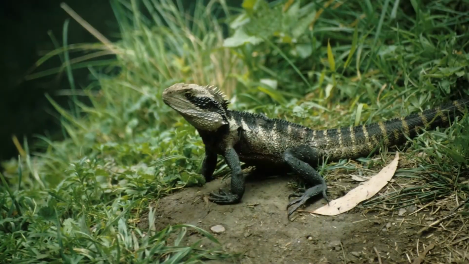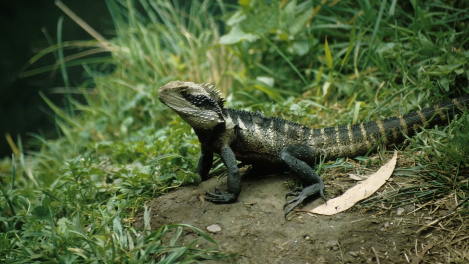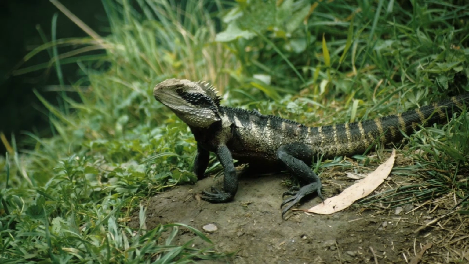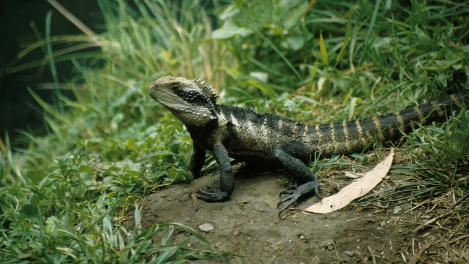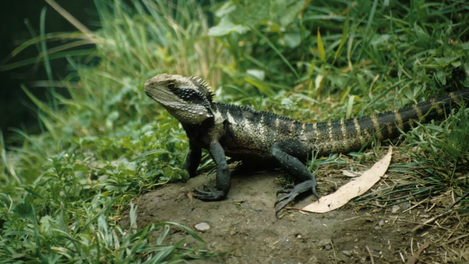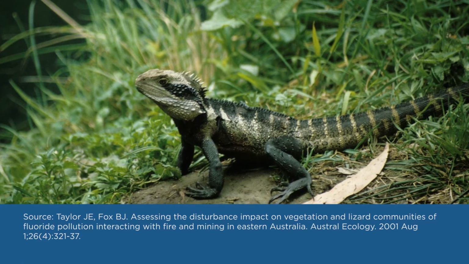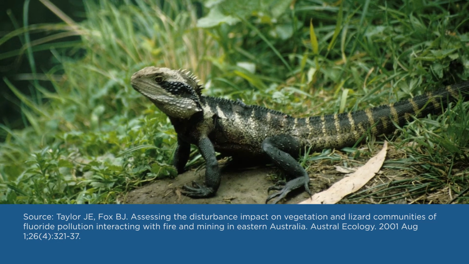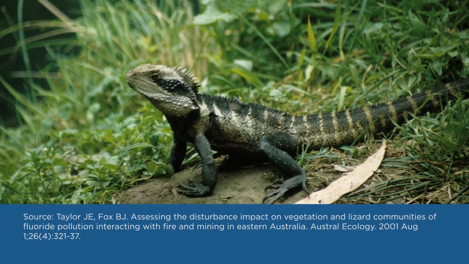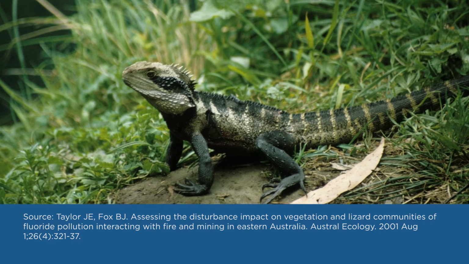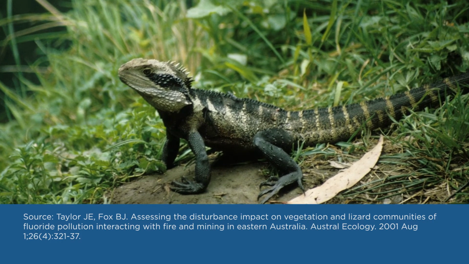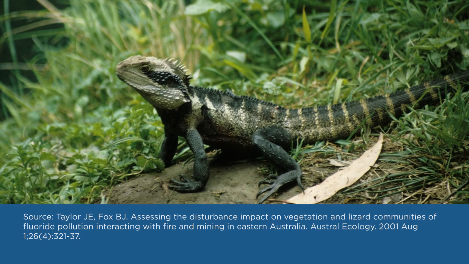While research is seemingly limited for reptiles, an incident involving fluoride pollution in Australia resulted in less vegetation in the area and caused the forest lizard species in the region to decline. Source is J.E. Taylor et al., Assessing the Disturbance Impact on Vegetation and Lizard Communities of Fluoride Pollution Interacting with Fire and Mining in Eastern Australia, Austral Ecology, 2001, August.